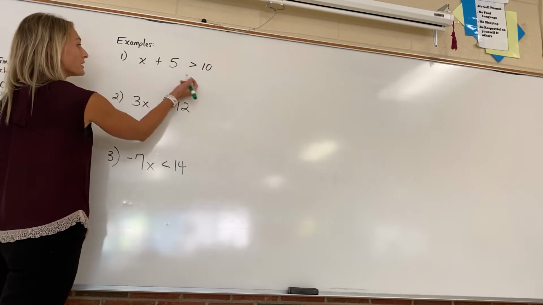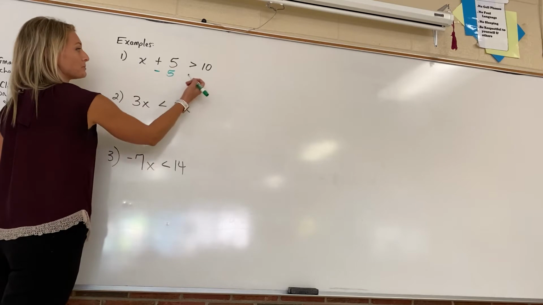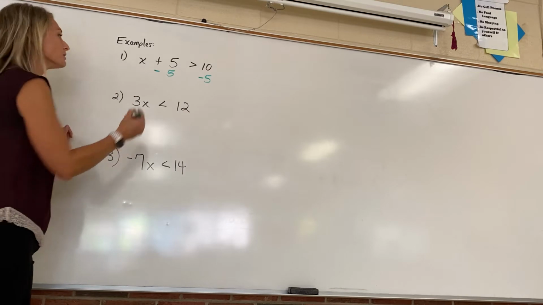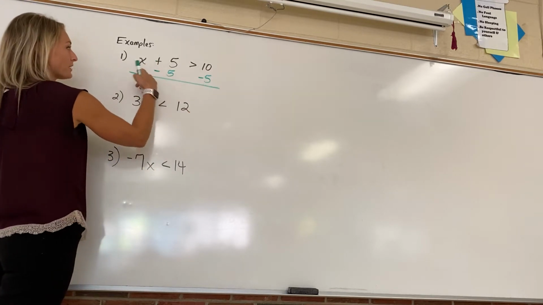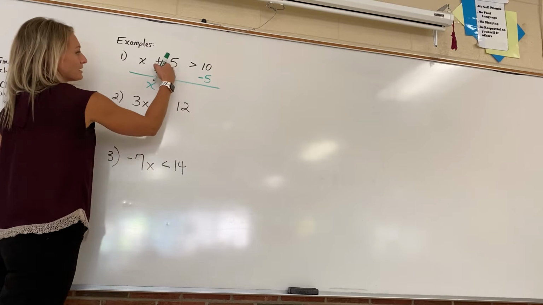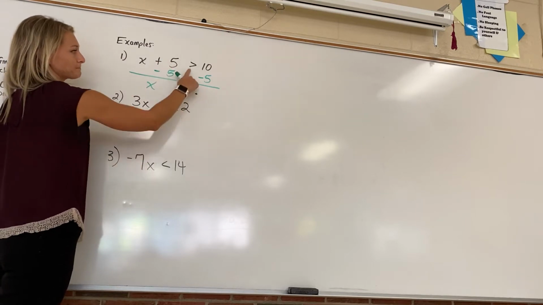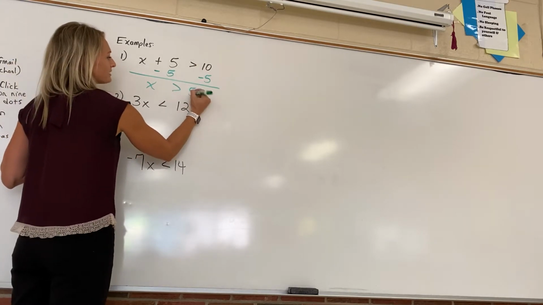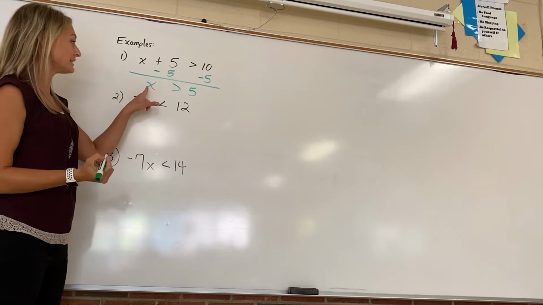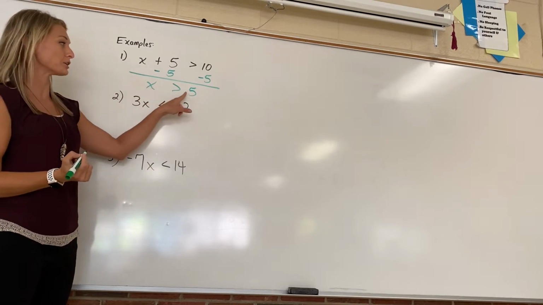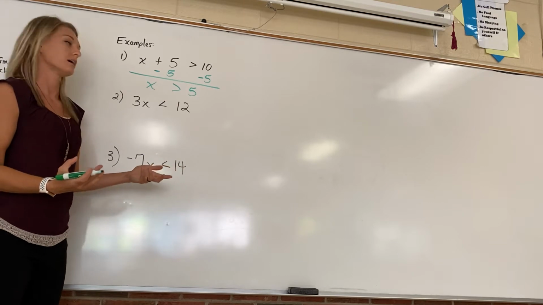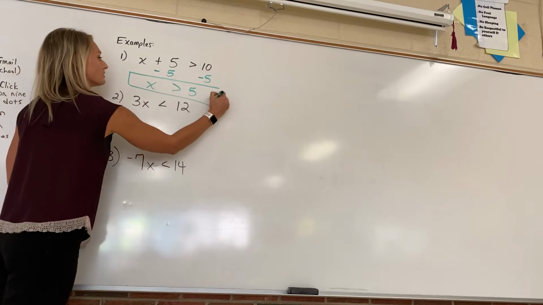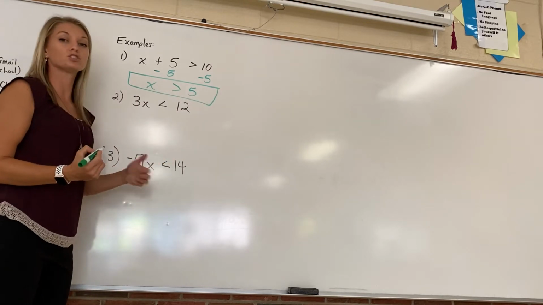So if this was a normal one, I'd have to subtract my 5, and remember, just like with equations, what you do to one side you have to do to the other, so I'll do that as well. And then you simplify, so the x will come down, the 5 minus 5 will go away, the greater than symbol will come down, and then 10 minus 5 is 5, okay? So that means any number that's bigger than 5 will work in that inequality, all right? So that's one way to show your answer, is to write it like that. The other way is to graph it, all right?